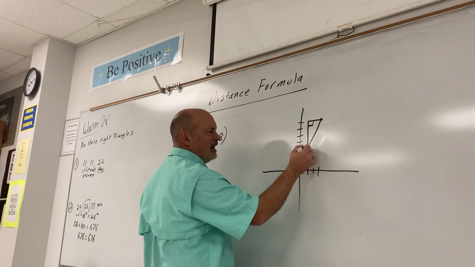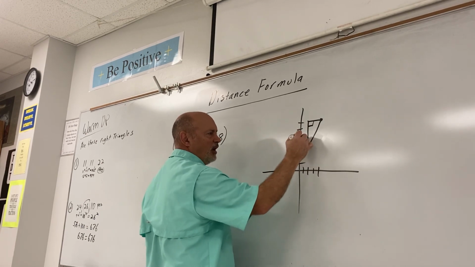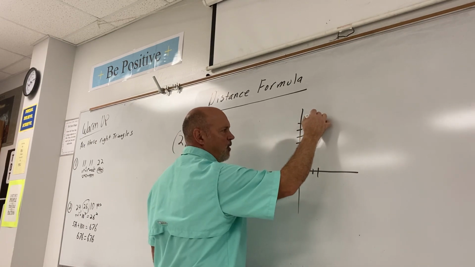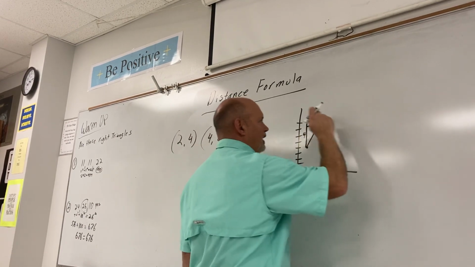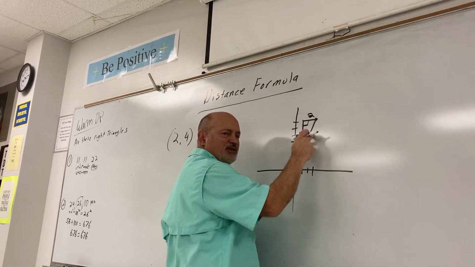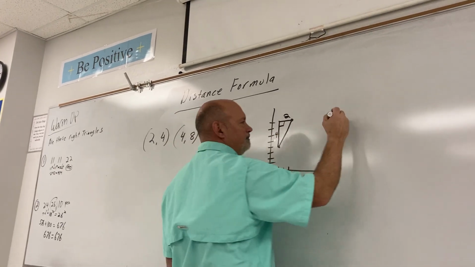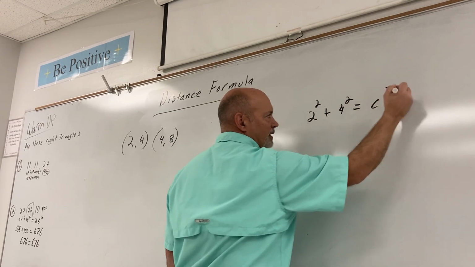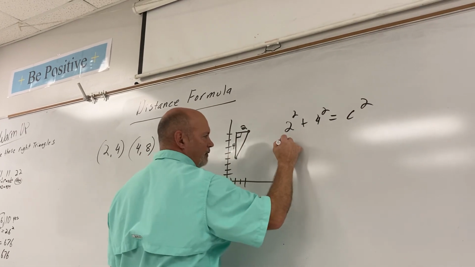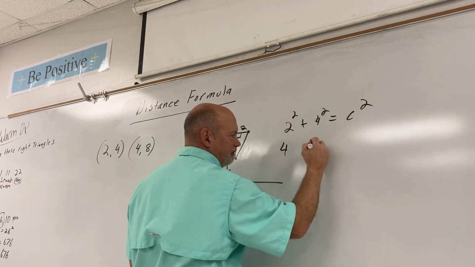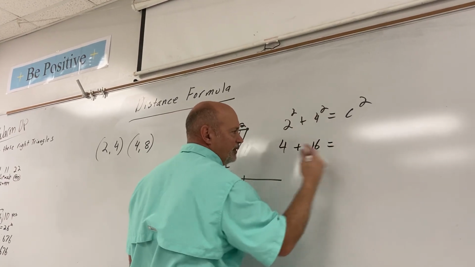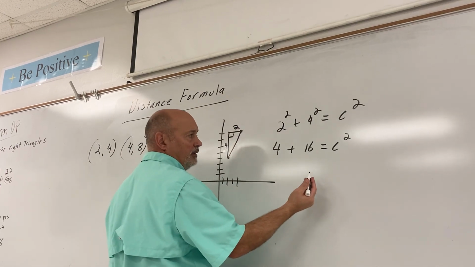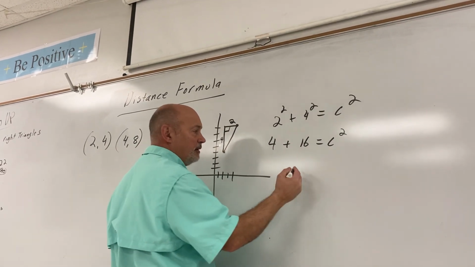Well, let's count. How long is this side? 4. How long is this side? 2. Couldn't we do a squared plus b squared equals c squared? Yes. And let's do a little math. What's 2 squared? 4. What's 4 squared? 16. What's 4 plus 16? 20.